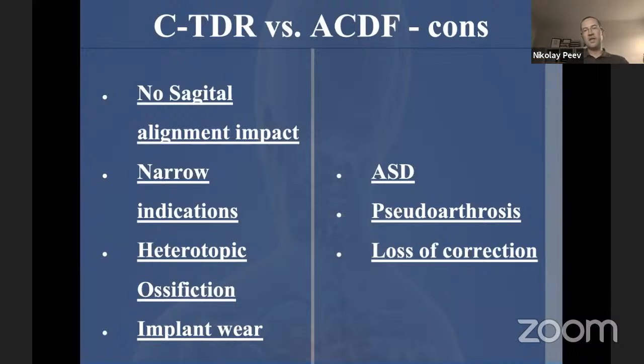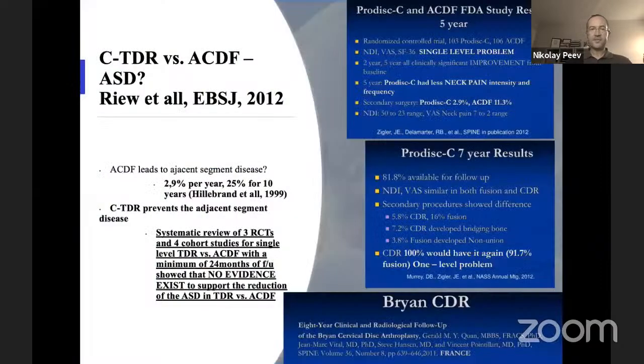With the ACDF, you have adjacent segment disease, which is higher. Pseudoarthrosis can be one of your problems. That's what we were discussing just now, for or against plating. And then you may have loss of correction due to different factors like osteoporosis or breaking the end plate and so on.